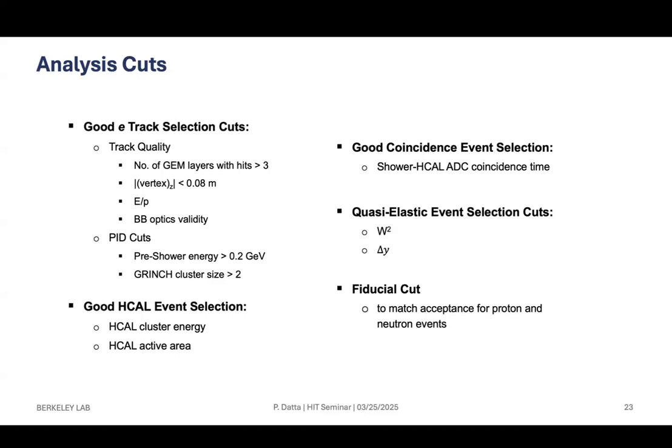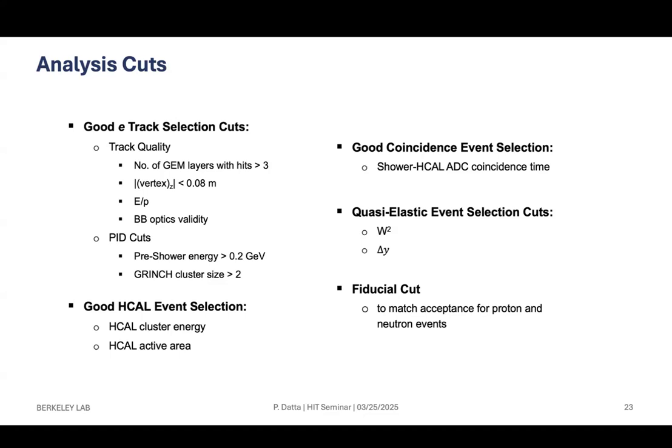All right. So here is a list of analysis cuts that we use. First, we have some cuts to select good electron tracks, that include cuts like number of GEM layers that had hits, then cut on vertex, E over P, and BigBite optics validity. Then some PID cuts for pion rejection that include pre-shower energy, range, cluster size, etc. We also have cuts to select good HCal events, which include cuts like HCal cluster energy and HCal active area.